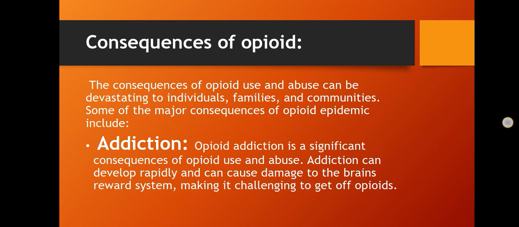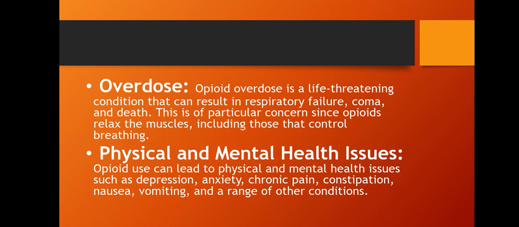Overdose. Opioid overdose is a life-threatening condition that can result in respiratory failure, coma, and death. This is of particular concern since opioids relax the muscles, including those that control breathing. Physical and mental health issues. Opioid use can lead to physical and mental health issues, such as depression, anxiety, chronic pain, constipation, nausea, vomiting, and a range of other conditions.